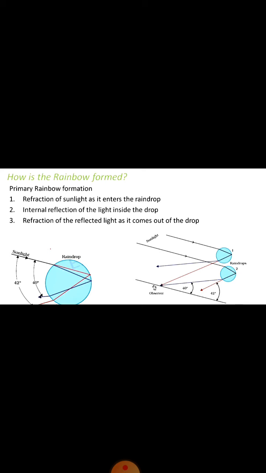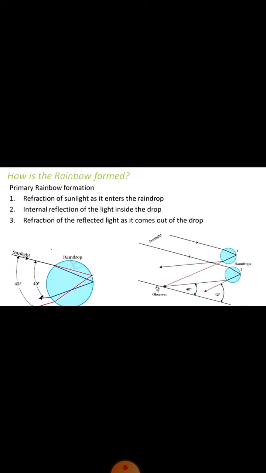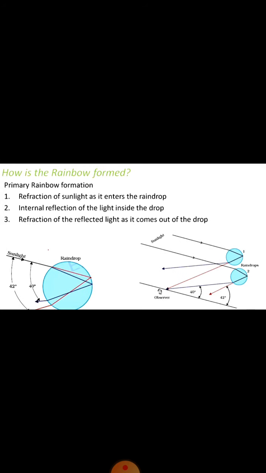Sunlight is white light. So, as it enters the raindrop, it gets dispersed into different colors. As you can see, the red end and the violet end got deviated by different angles. Why? Because they have different wavelengths and they are entering a medium of different refractive index. So, refraction of sunlight takes place.